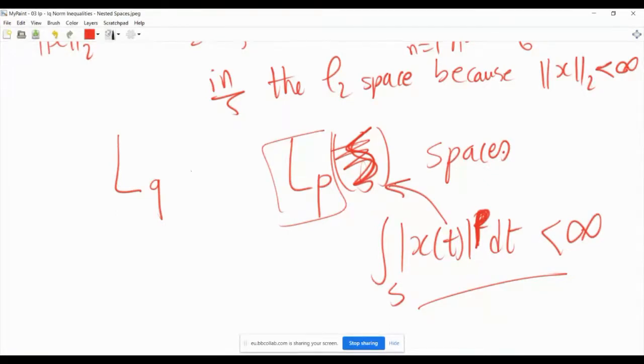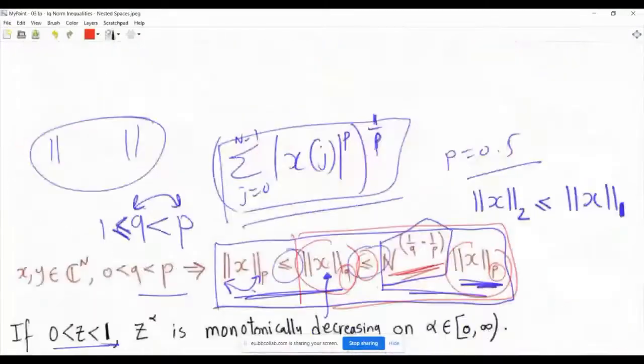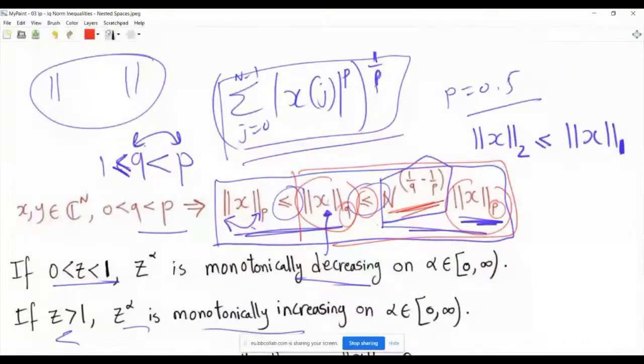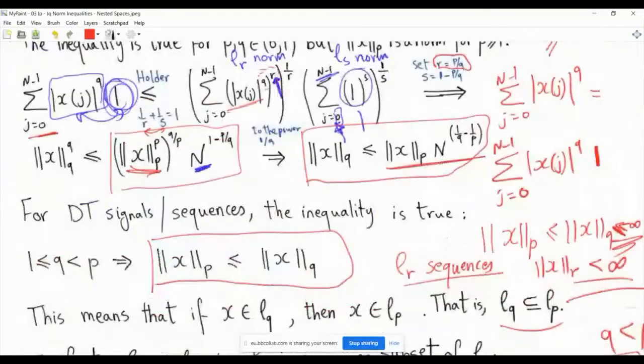And now, what is the relationship between those guys if Q is less than P? So let's say that Q is 1 and P is 2. Do we have this inequality satisfied? And the answer is no. So basically going from vectors, even infinite dimensional vectors, to functions, to continuous time signals, the story becomes different.